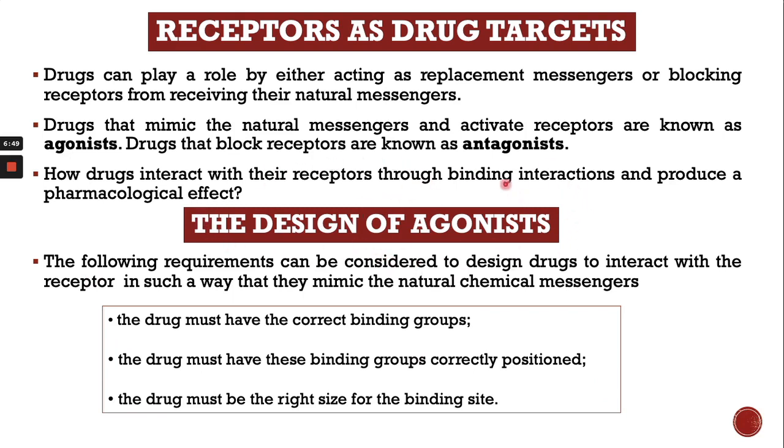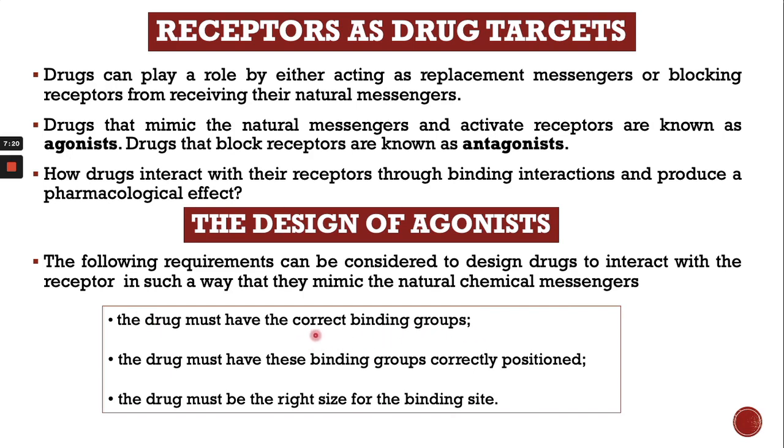So how can an agonist molecule, a molecule that mimics the natural messenger and activates the receptor, be designed? What structure can that type of drug have? The following are the requirements considered when designing a drug that interacts with the receptor in such a way that it mimics the natural chemical messenger. The most important thing is that the drug must have correct binding groups.